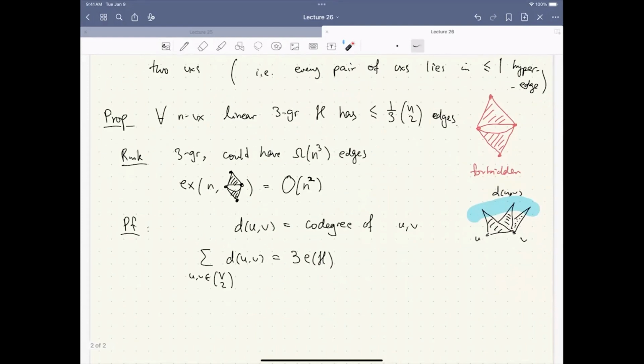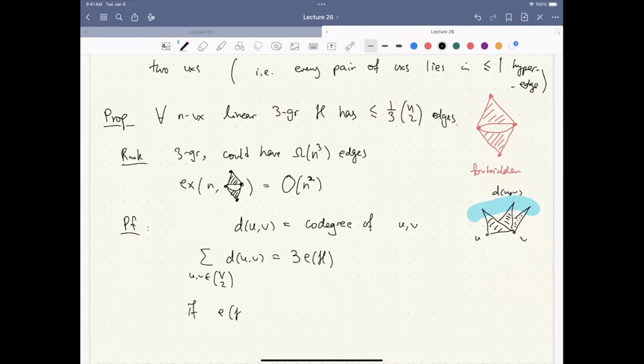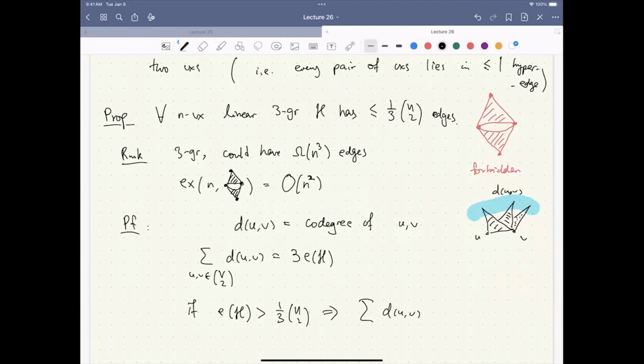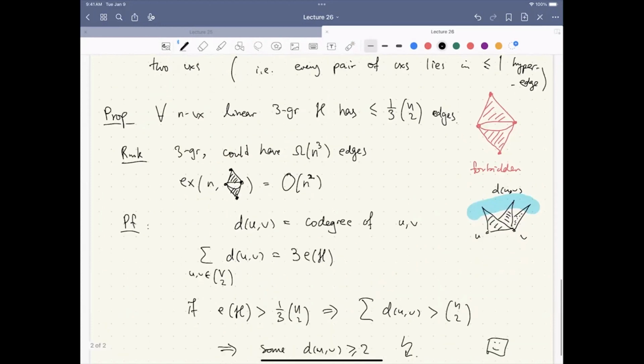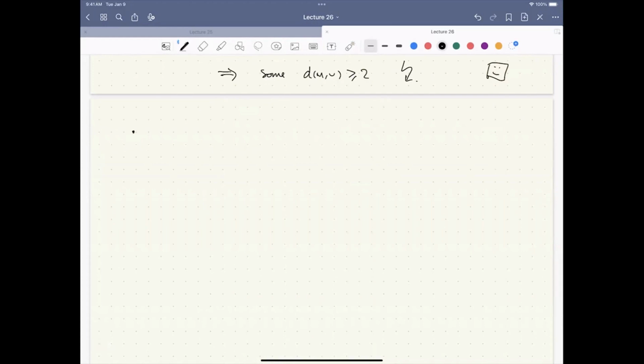All right. So if e(H) is bigger than 1/3 times n choose 2, this will imply that the sum of d(u,v), which equals 3 times e(H), is bigger than n choose 2. But what does that mean? The number of summands here is exactly n choose 2 pairs. That means for some pair uv, the value d(u,v) is strictly bigger than 1 by pigeonhole. But having d(u,v) at least 2 just means that we have this forbidden configuration, which is a contradiction. Okay. The second definition, I mentioned it last time, is called the ST configuration.